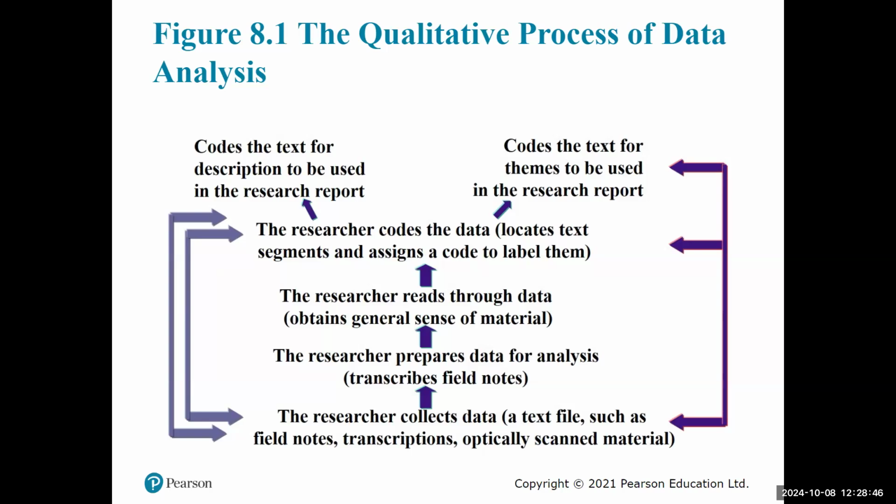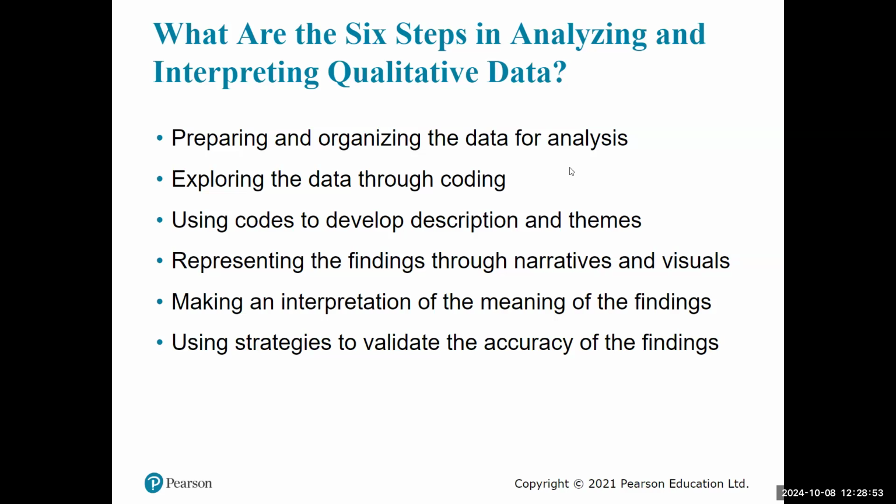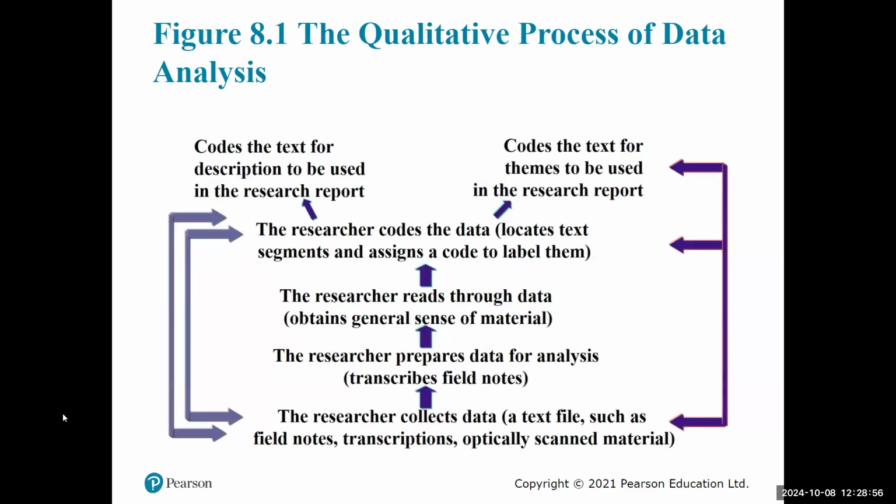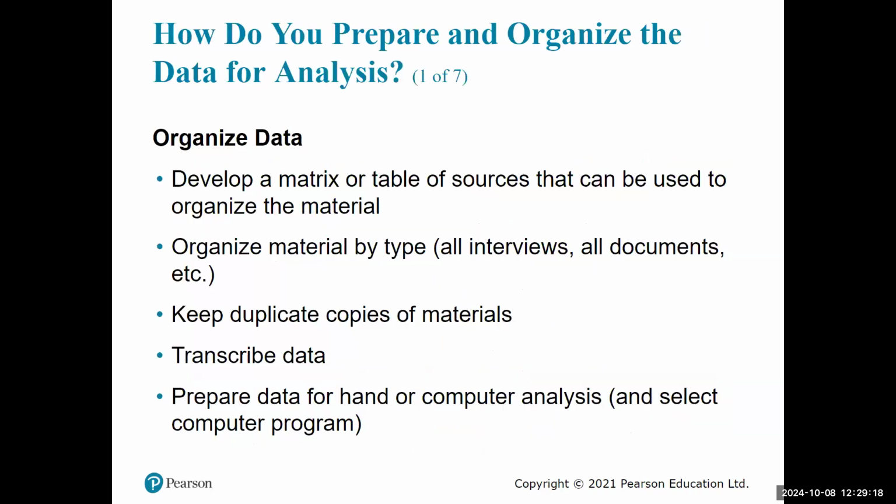This is a visual of how the process works. So you kind of see it here. You also can see it here. You collect the data. You then transcribe the field notes. You read through the data. You find themes. You locate them. You segment them. You code them. And then you code the text for a description to be used in the research report. That is the process in a visual way.